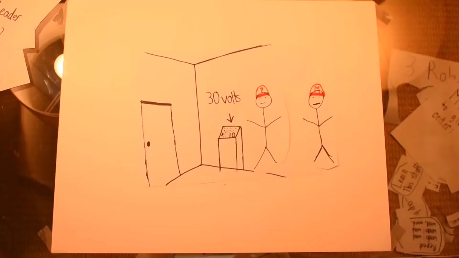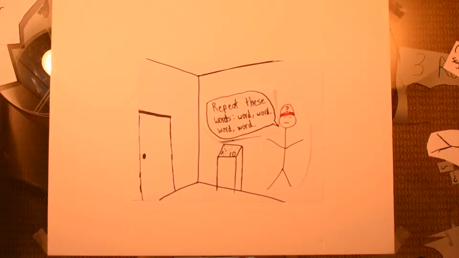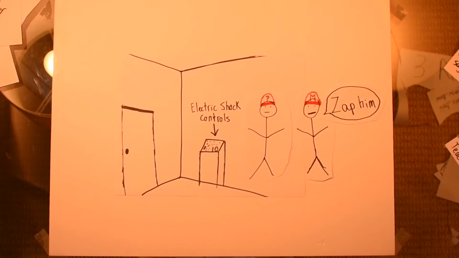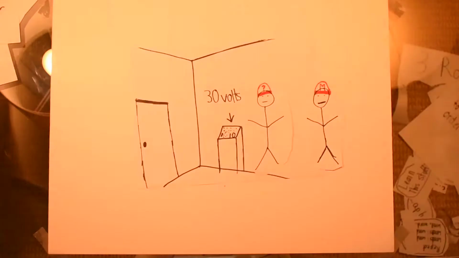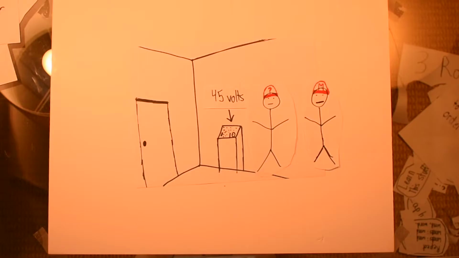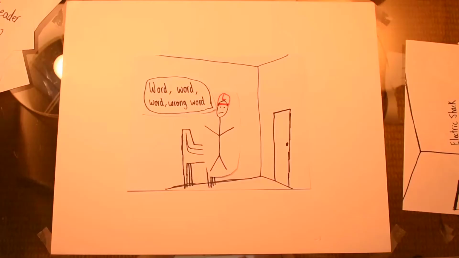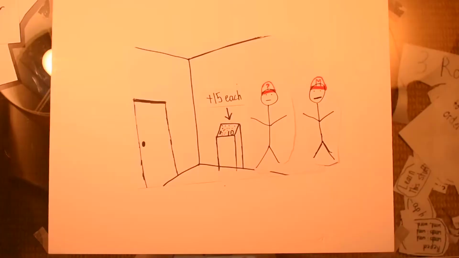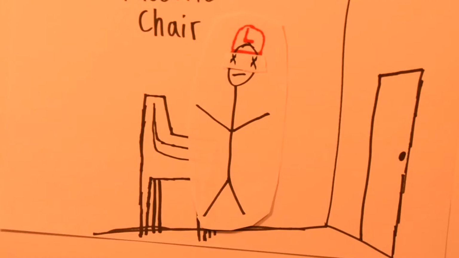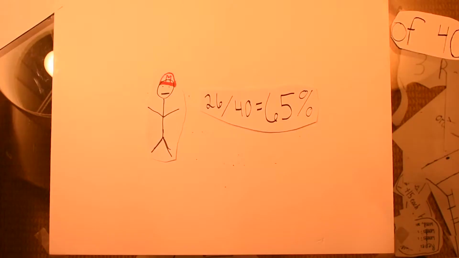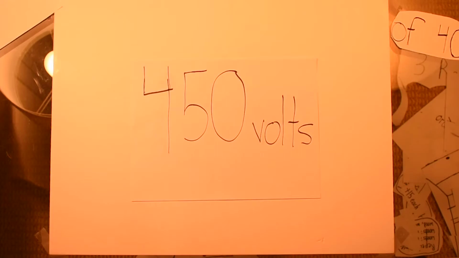This time, it's 30 volts. And so, this process continues. Again and again, increasing 15 volts each time. Until eventually, the subject has delivered the fatal 450-volt shock. Of the 40 participants, 26 delivered the fatal 450-volt shock. All 40 of them reached at least a 300-volt shock.